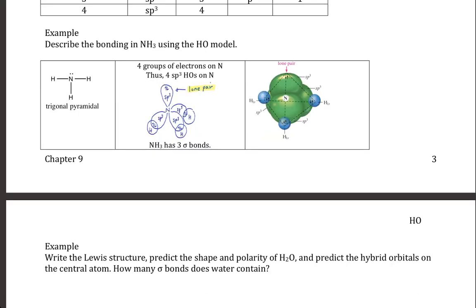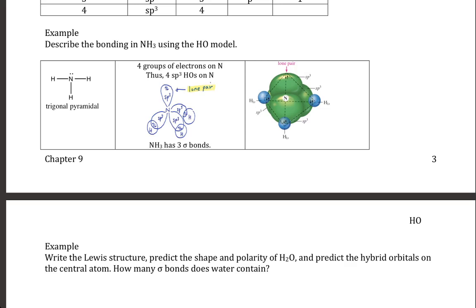Here's an example. Describe the bonding in NH3 using the hybrid orbital model. So what we would have to do is draw the Lewis structure, determine how many groups of electrons are about the atom, nitrogen, and we would see that there are 4 groups of electrons on nitrogen. Thus, we have 4 sp3 hybrid orbitals on nitrogen. The hydrogen continues with its 1s atomic orbital. Now, one of those sp3 hybrid orbitals contains a pair of electrons. That's the lone pair. That's shown as the one on the top.